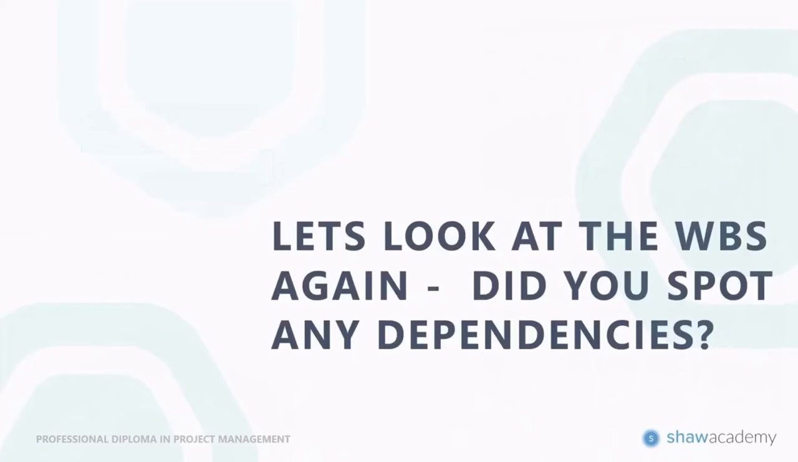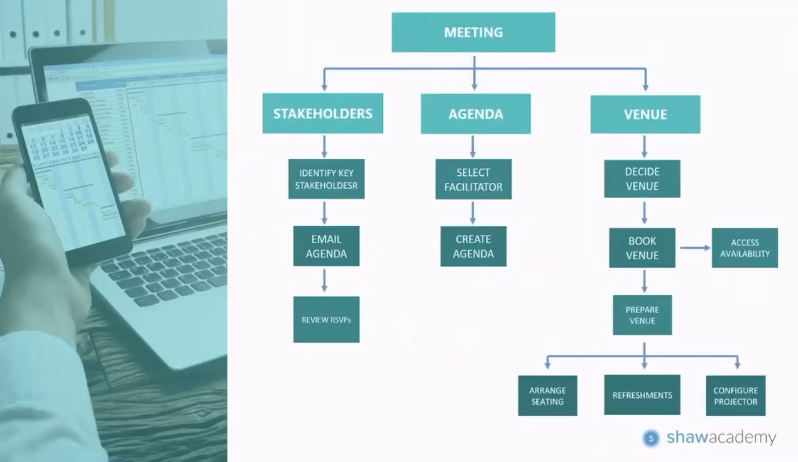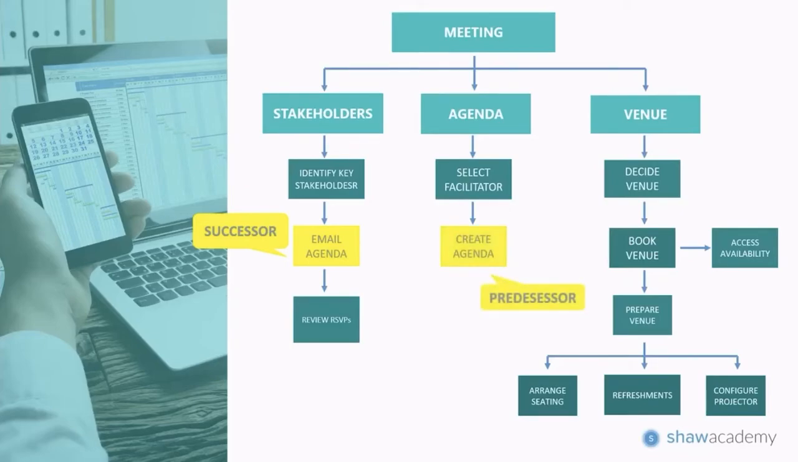Now thinking back at what we've just done, did you spot any dependencies? So have a quick look and see if any of these tasks are relying on another task to be completed before they can start. Okay, the first one I found was that we have a successor task, which is emailing the agenda, and the predecessor is creating the agenda. So we need to create the agenda in order to email the agenda to our stakeholders. So our agenda will need to be finished before we can start emailing. So that will be a finish to start relationship or dependency there.